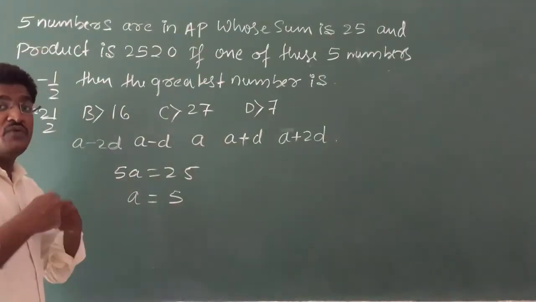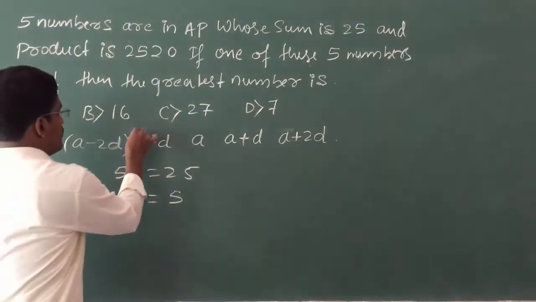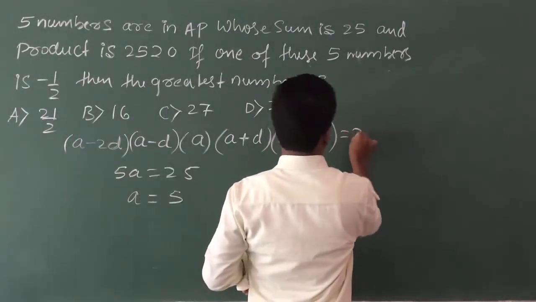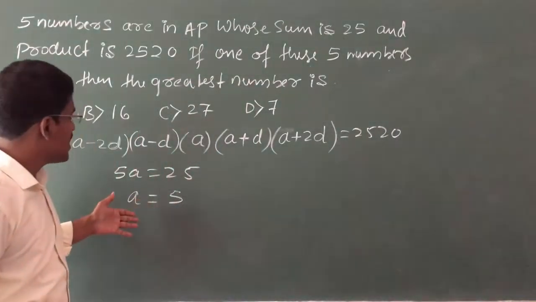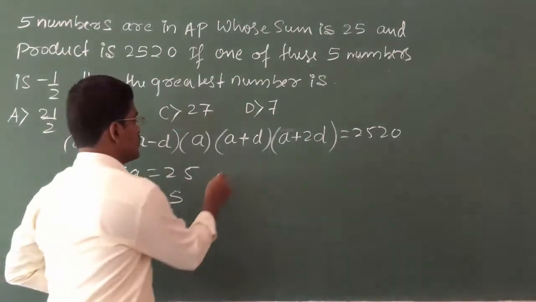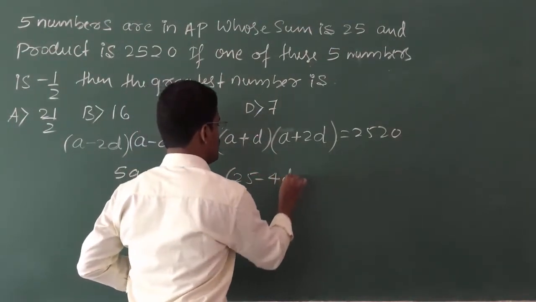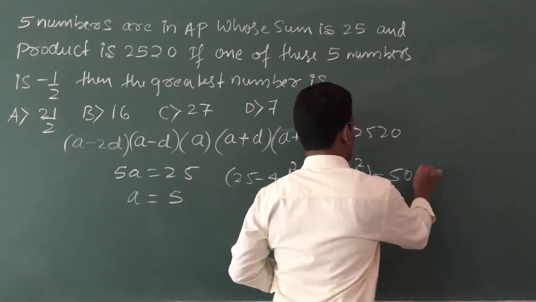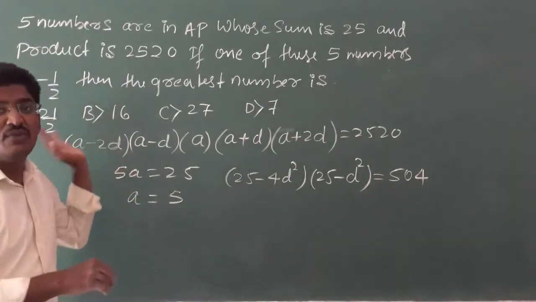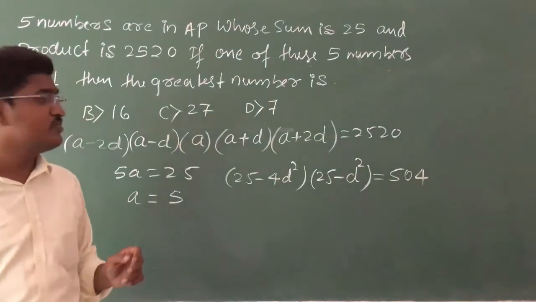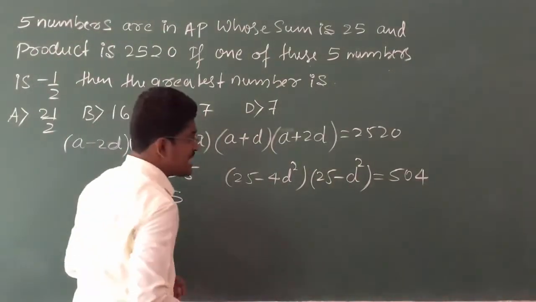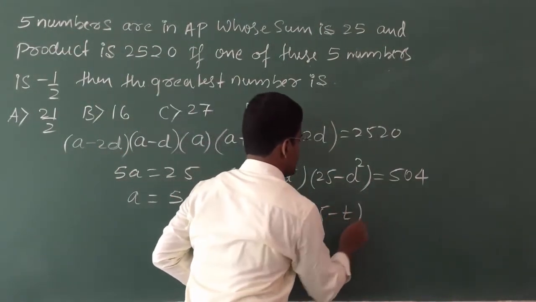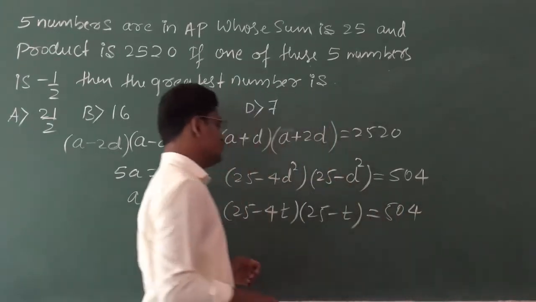So A is 5. Now if I take the product of this, it is equal to 2520. Already you have a value for A, you put it in and simplify. You are going to have 25 minus 4d square into 25 minus d square is equal to 504. From this I will put d square as t. So that is 25 minus 4t into 25 minus t equal to 504.